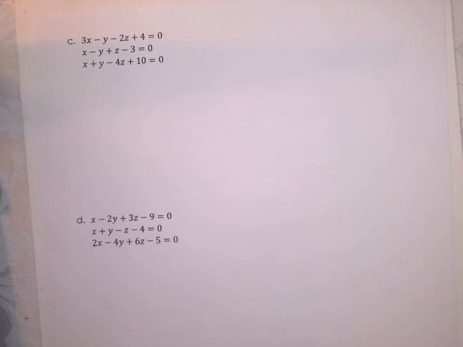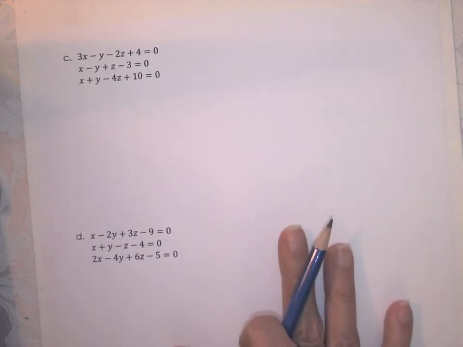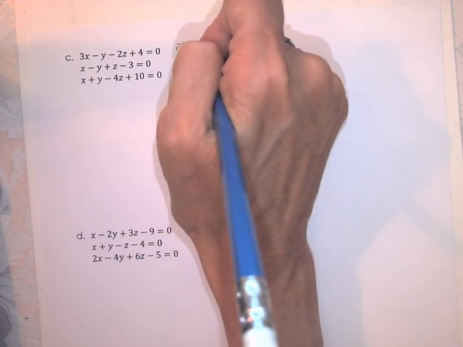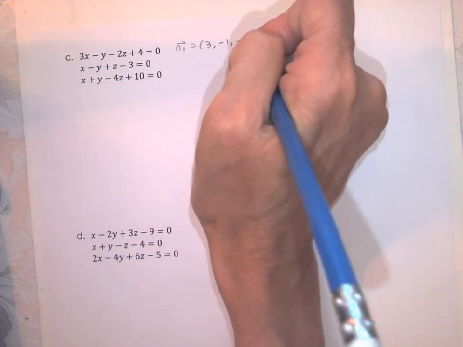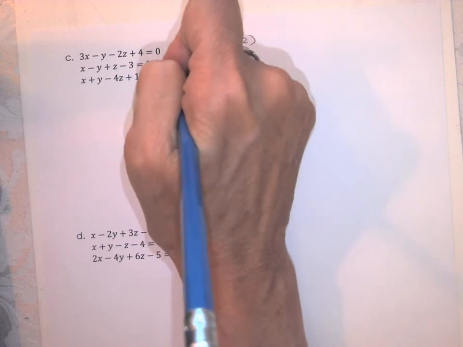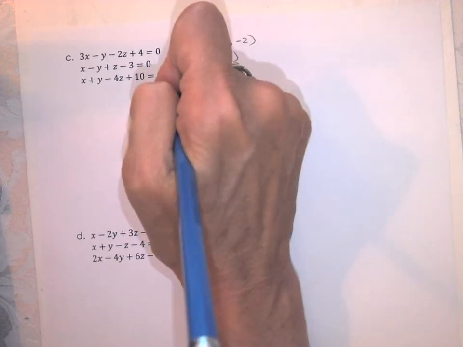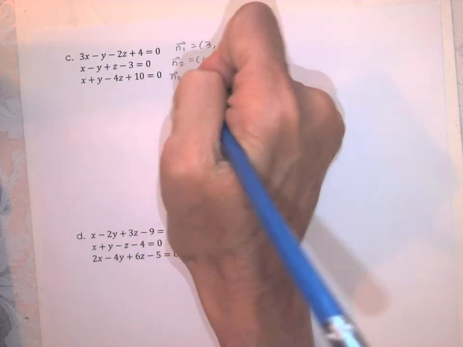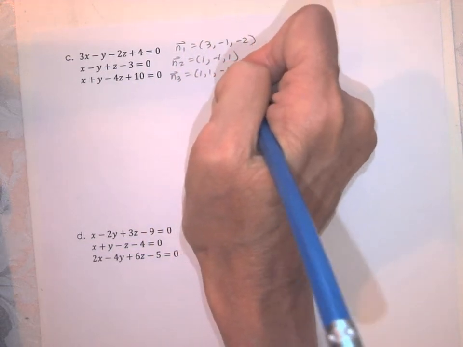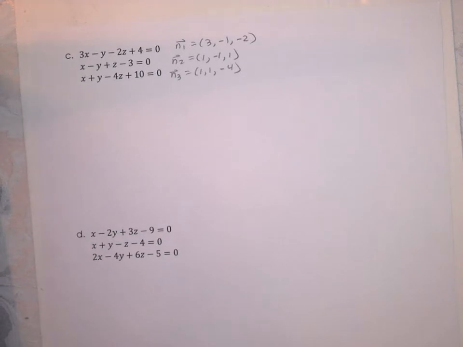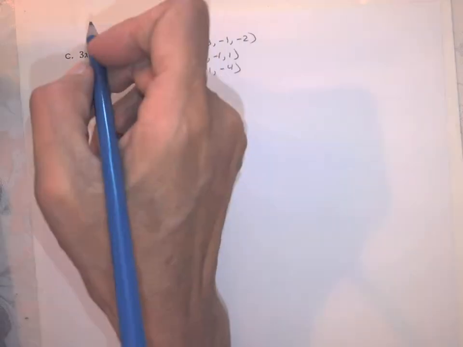Okay, for C, we're going to look at our three normals again. So N1 is 3, -1, -2. N2 is 1, -1, 1. And N3 is 1, 1, -4. And if I look at those, none of them look like scalar multiples. So now I'm going to check to see if they're coplanar.